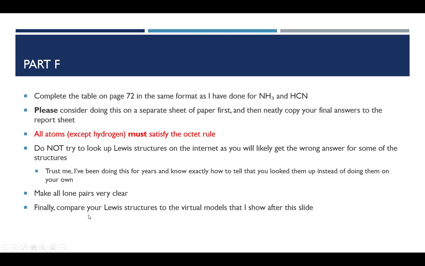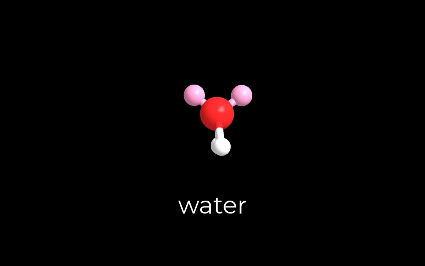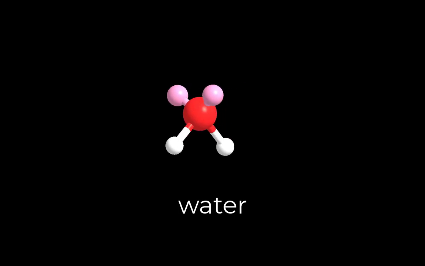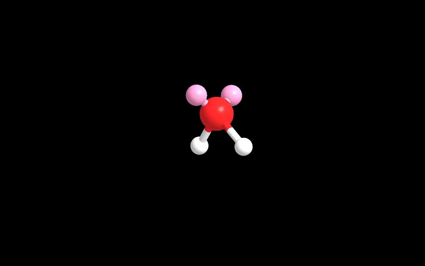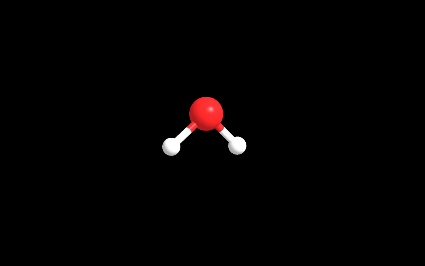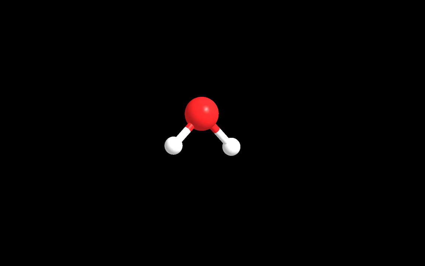And then I'm going to go ahead and show you some virtual models right now, which you should compare with your Lewis structures at the end to see how much they resemble the molecules that you have drawn. Now we're going to look at some molecular models. We're going to start with water. These are all from part F. You'll notice that the white spheres stand for hydrogen atoms, and the red sphere stands for oxygen. Those dots that were there just a moment ago stood for lone pairs. Sometimes we'll show them, and sometimes we will not.